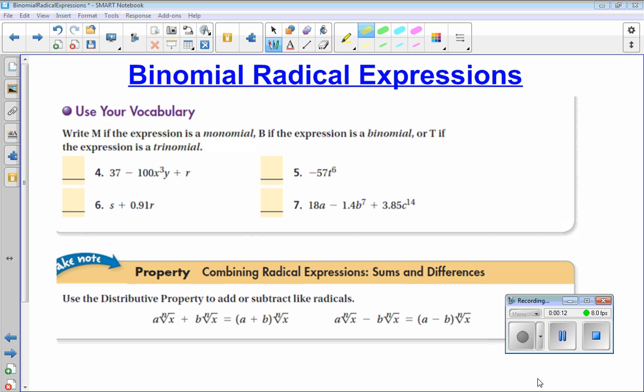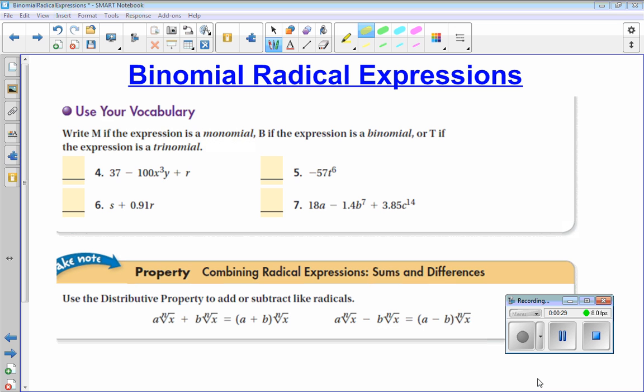Okay, so I want you to look at those problems that are numbered 4 through 7, and I want you to decide which one is a binomial. So look at those expressions. Is there 1, 2, 3, or all 4 binomials? What's a binomial? Go ahead, Chris.